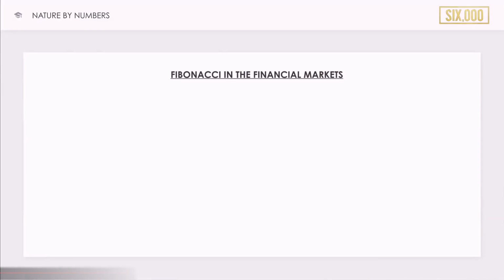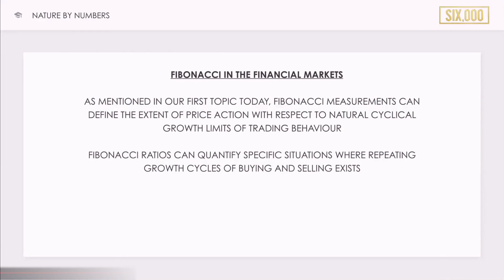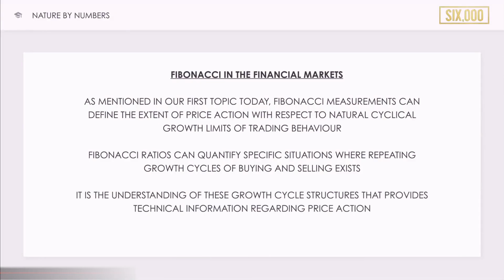Now, Fibonacci in the financial markets, this is the most important part. That's what we want to uncover in this part of today's module. As mentioned in our first topic today, Fibonacci measurements can define the extent of price action with respect to natural cyclical growth limits of trading behavior. As mentioned, we're measuring trading behavior. Fibonacci ratios can quantify specific situations where repeating growth cycles of buying and selling exist. It is in the understanding of these growth cycle structures that provides technical information regarding price action. In simple terms, by understanding the patterns.